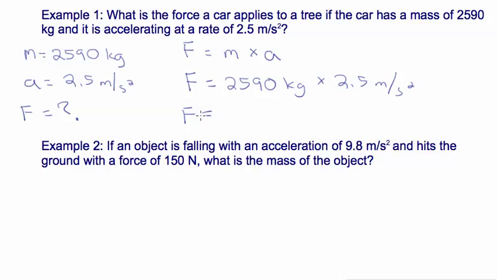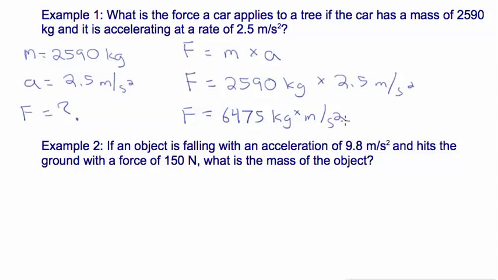We can see that our force is 6,475. And let's talk for a second about units. Nothing cancels out, so we get kilograms times meters per second squared. It's almost the units for momentum, except for momentum we're kilograms times meters per second without a squared.